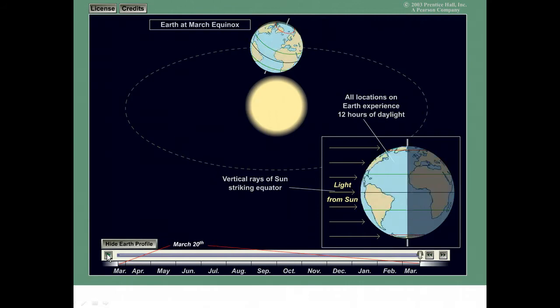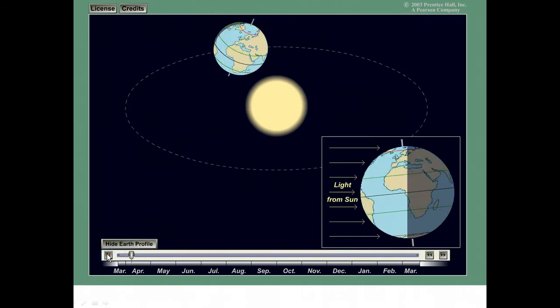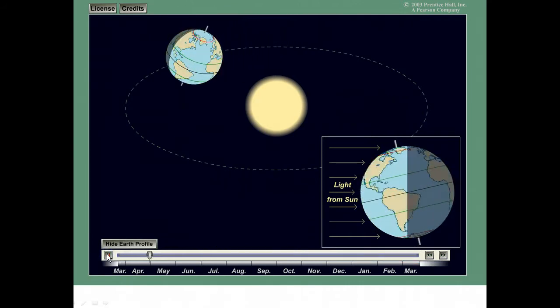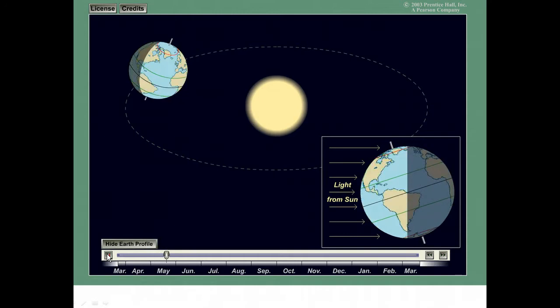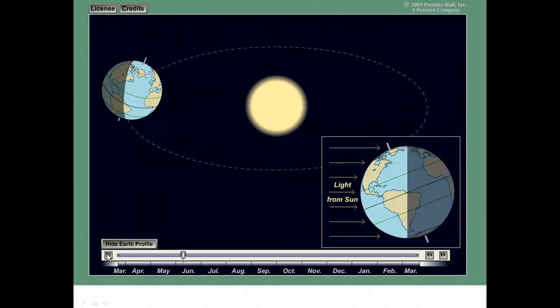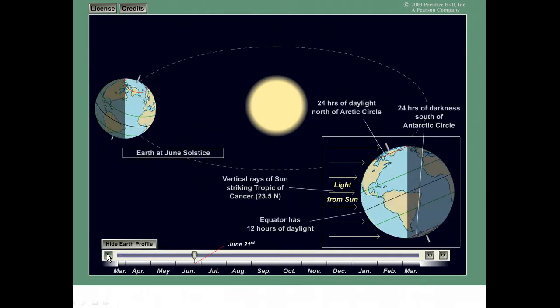Then as we move in our orbit and eventually get to June 21st, we're going to see that the northern hemisphere is pointed towards the sun, our first day of summer, and it's the first day of winter in the southern hemisphere. So you can see 24 hours of daylight at the North Pole, 24 hours of darkness at the South Pole.